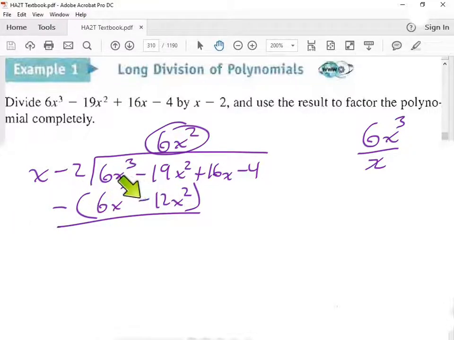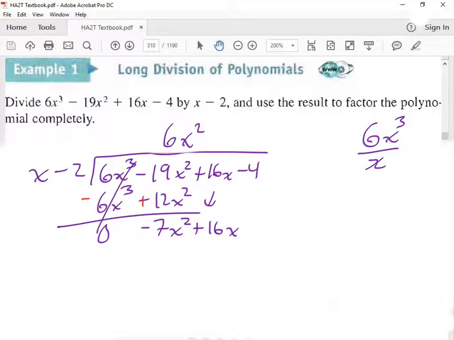Subtracting a negative is not something our brains very simply do. Some of you guys can do it, but if you're like me, you mess up on that a lot. What I'm going to do instead is I'm going to change the signs here and then add, which is the same thing. It's adding the opposite. So this would go to 0, so I don't need to write it. And then over here I go negative 19 plus 12, and that's going to give us negative 7x squared. And then I'm going to bring down the next term. The next term is 16x, so I'm going to say plus 16x.